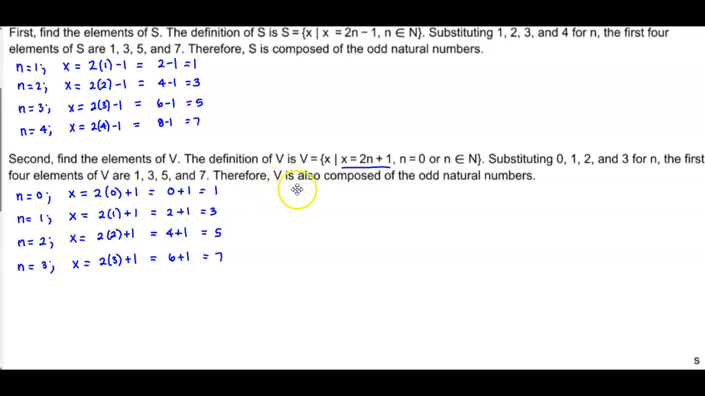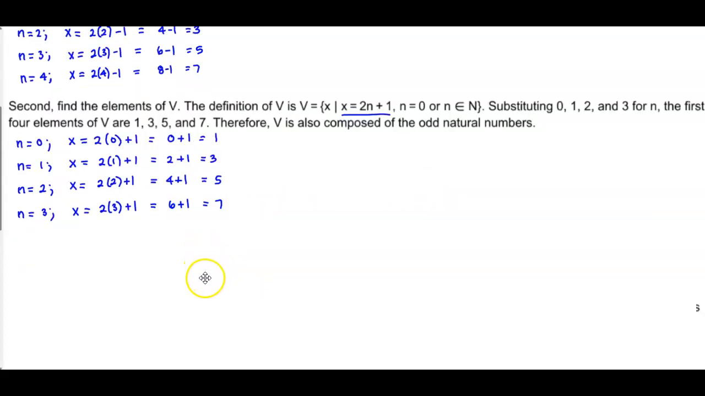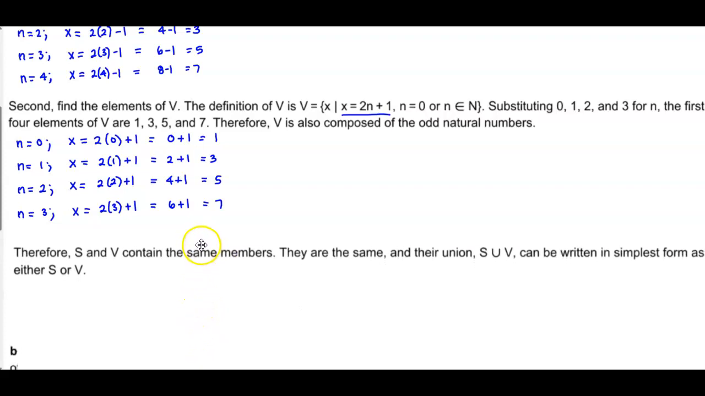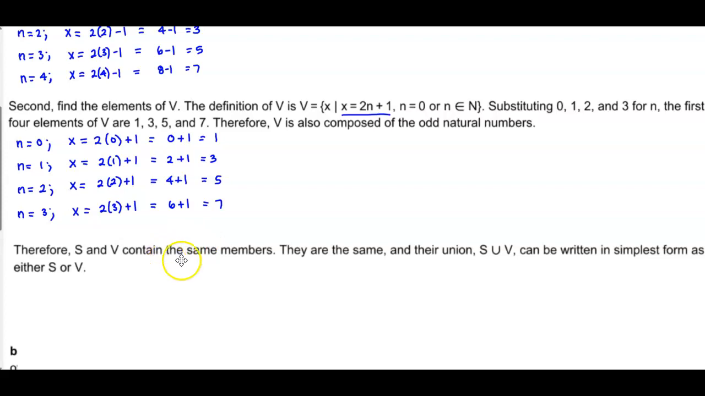Therefore, V is also composed of the odd natural numbers. And because of that, we would say the following. We would say, therefore, S and V contain the same numbers, they are the same, and their union, S union V, can be written in the simplest form as either S or V.